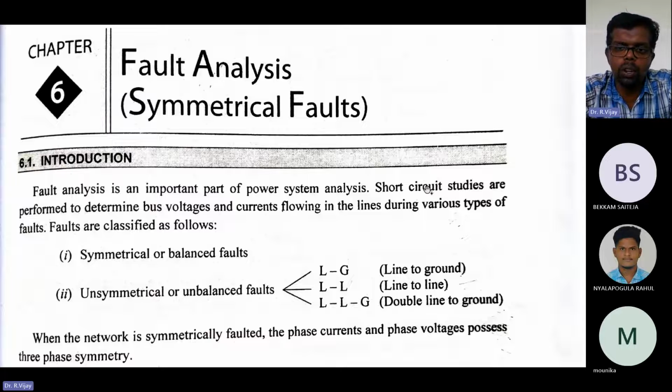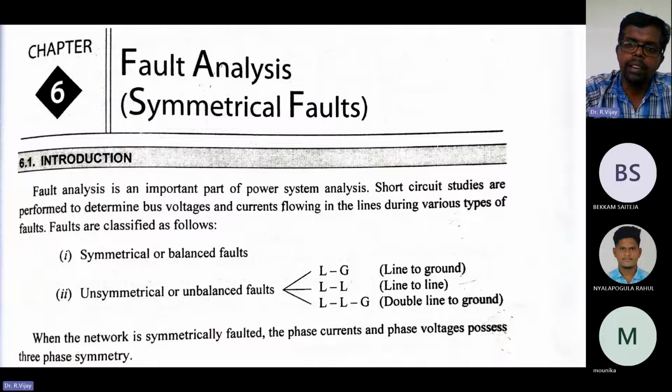In fault analysis we are going for short circuit studies. Say, for example, their distribution network is some 5 kilometers or 10 kilometers. Within that, they induce some fault, some short circuit in the system. Then they will analyze the bus voltage and current in the lines during the various types of fault. And also they will analyze all the things, as I said: voltage, current, power, reactive power, everything.